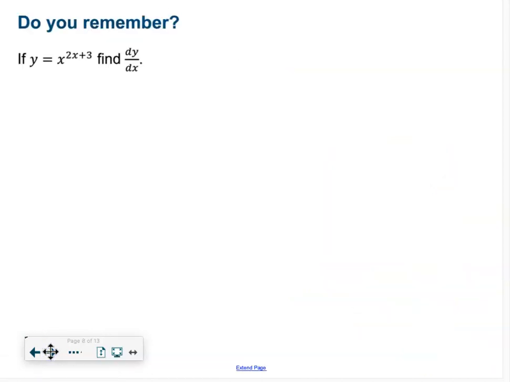Okay. This is review. I want this on your whiteboards. This is not what we're doing now. This is actually from chapter 3. See if you can figure out the derivative of x to the 2x plus 3. The group eventually figured out you had to do log differentiation for this.